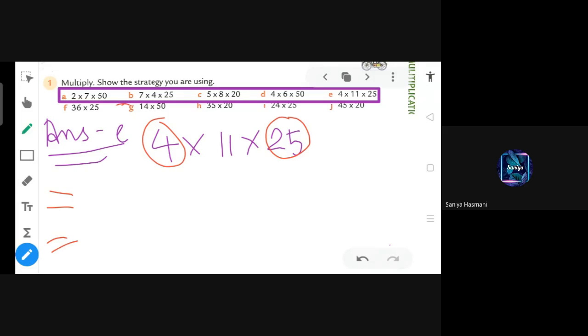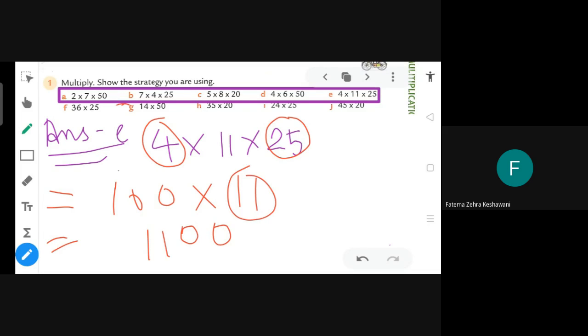And what shall I write here? Which number is left? 11. So we just combine these two and make it 111, which is left. Then next we will multiply this also using that trick of zeros. So the answer will be 1100. 11 ones are 11, then two zeros as they are. So whose answer is also right?